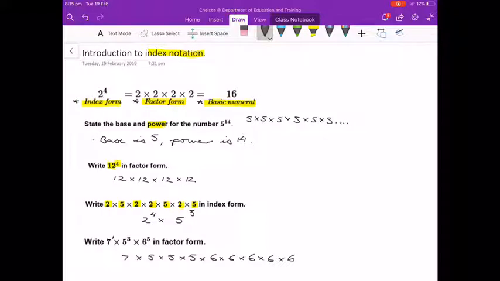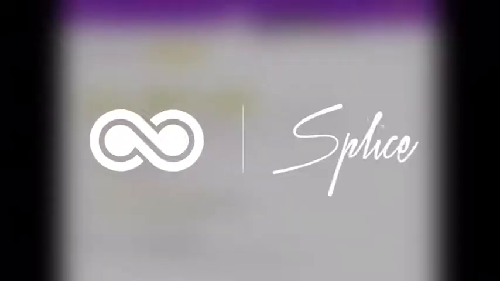So that is how you use index notation using index form, factor form, and the basic number.